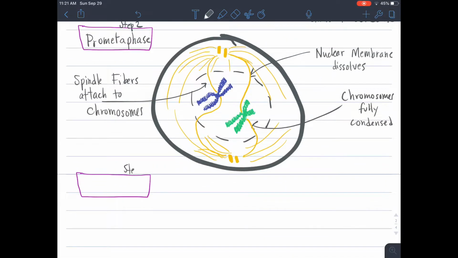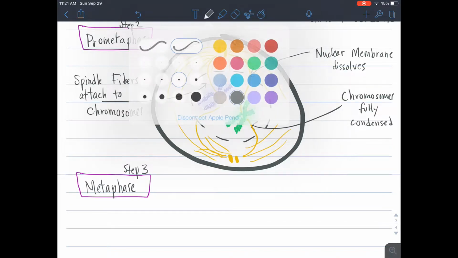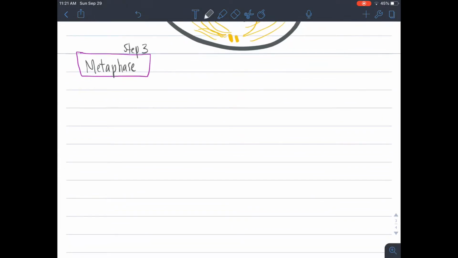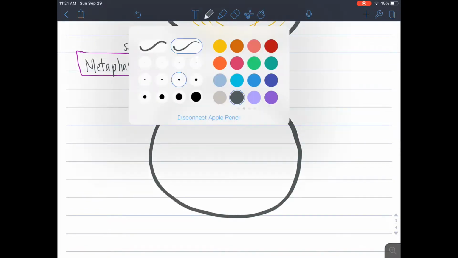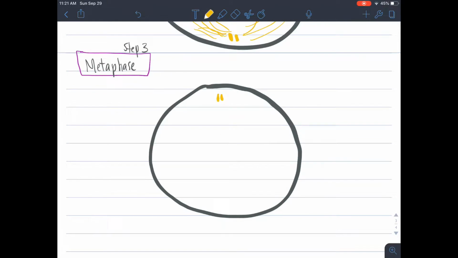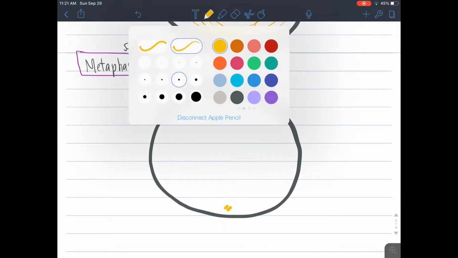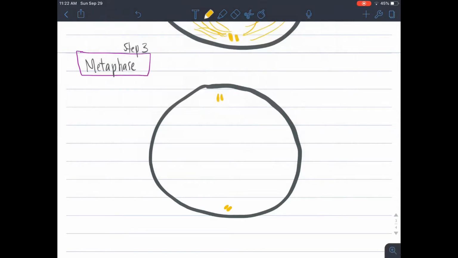Step 3. Once again, let's draw our cell. So we'll draw ourselves a little circle here, and this will be the last phase in part 1. But we have the centrosomes here on each end of the cell once again, and they have sent their spindle fibers shooting out all over the cell.